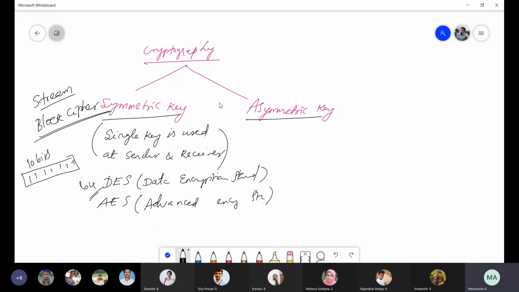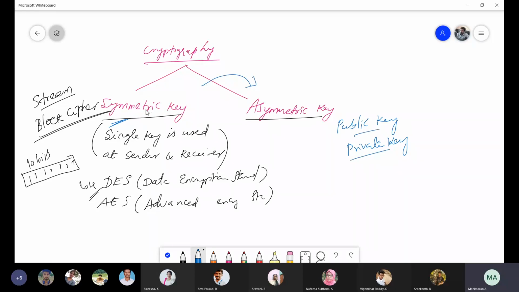Then asymmetric key cryptography. What is asymmetric key cryptography? Here we are using two keys. One is public key, another one is private key. In asymmetric key, we are using two keys, public key and private key. But in symmetric, only the same key we are using. If you are using the same key, a problem is there. That is why we are moving to asymmetric key cryptography and we are using two keys.